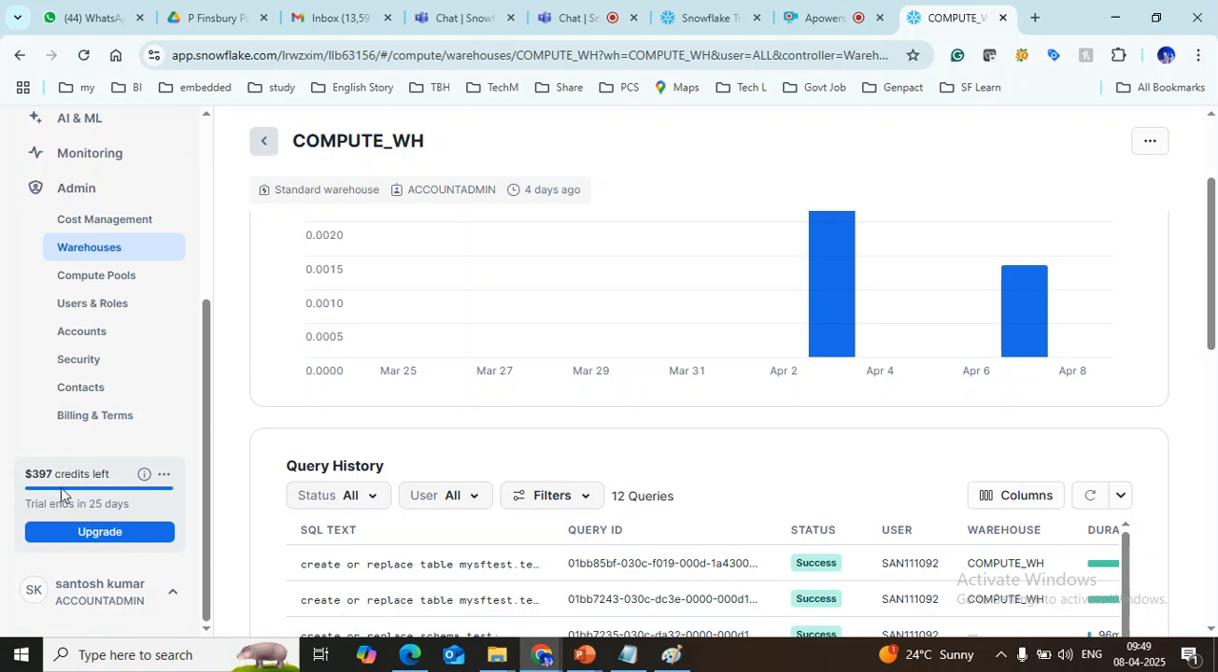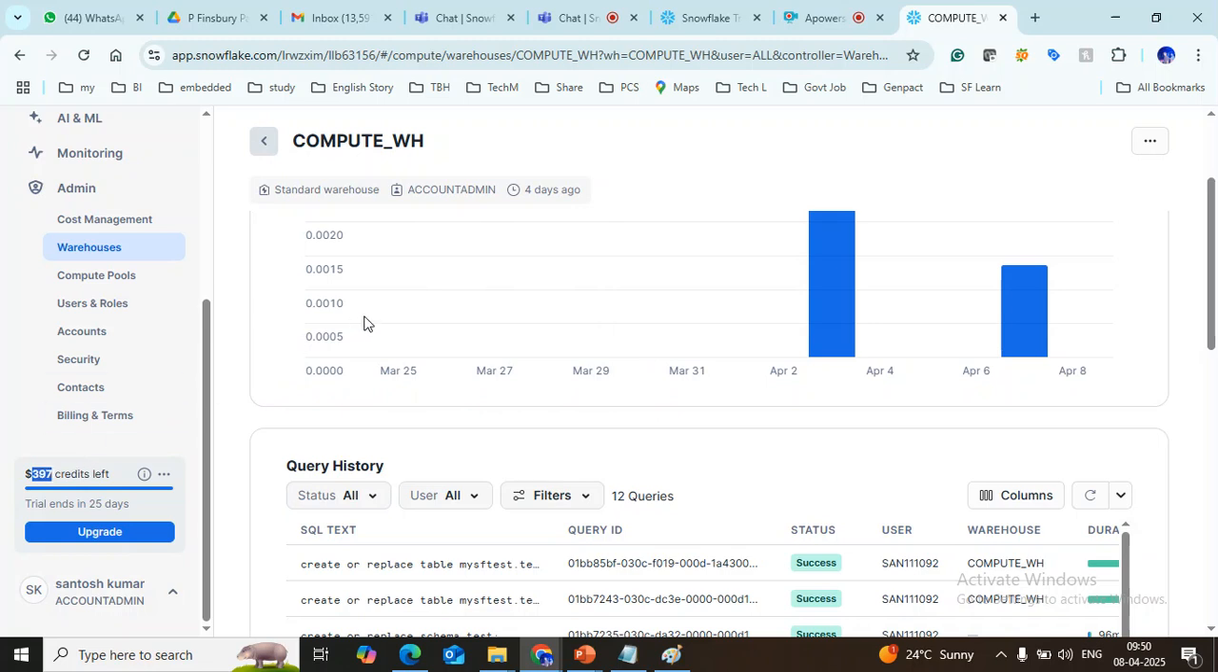If you see, I got 400, but I haven't used anything as of now. Only for showing purposes, demo purposes, I opened some tasks, so it has charged $3 right now. So how does Snowflake charge?